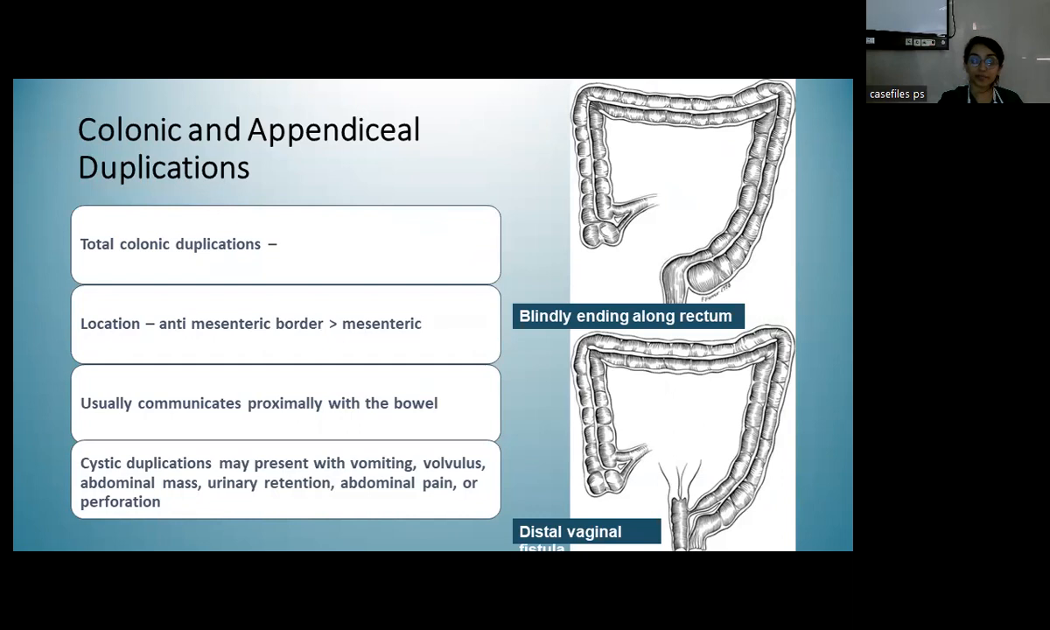Coming to colonic and appendiceal duplications, total colonic duplications might also be present on the anti-mesenteric side rather than the mesenteric side. They usually communicate proximally with the bowel and distally they are blind ending. Cystic duplications may present with vomiting, volvulus, abdominal mass, urinary retention, abdominal pain, or even perforation. These are two pictures of total colonic duplication in which we can see that one of them is blind ending along the rectum and the other one is having a rectovaginal fistula, and this is the normally draining bowel.